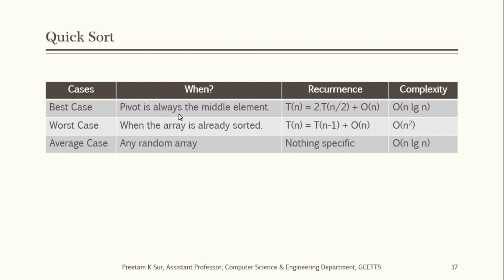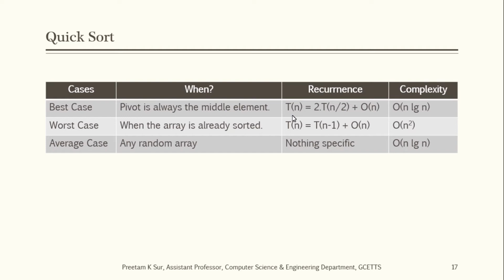Now it will divide the array into two parts of exactly the same length, or with a difference of at most one. In both of them, the pivot element is again in the middle of those two parts. In this way, if the array is arranged like this, quick sort is going to perform the best. So the best case happens when the pivot is always the middle element in all the recursive calls.